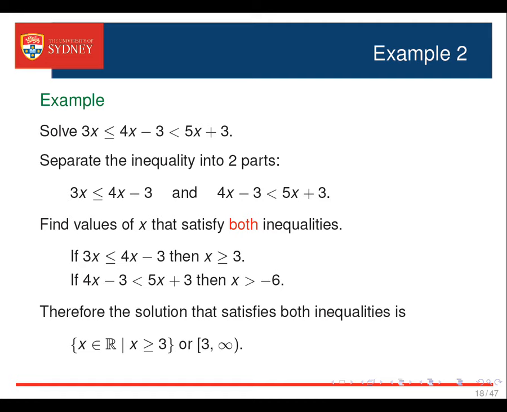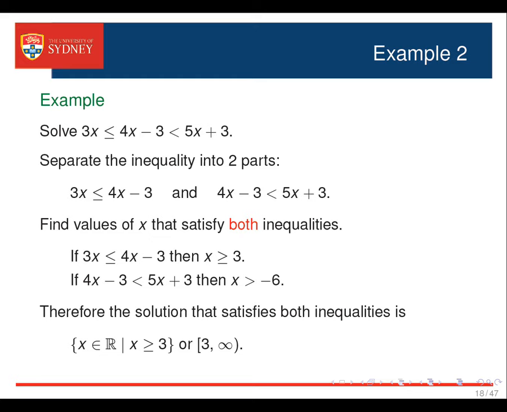Now x has to be greater than or equal to 3 according to the first inequality and greater than minus 6 in the second inequality. If x is say 4, then it satisfies both inequalities. If x is say minus 5, then it satisfies the second inequality but not the first.